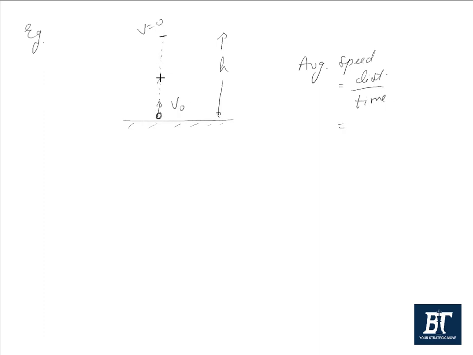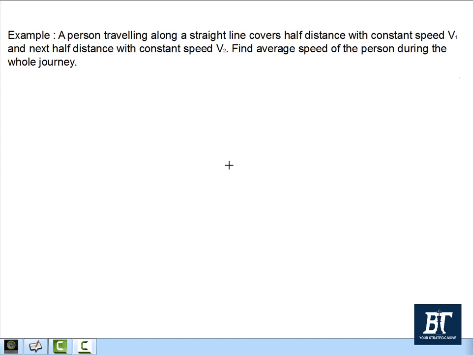Let's say the total time taken by this ball to return to its original point is t naught, then average speed will be distance traveled 2h upon t naught. Similarly, if we have to calculate the average velocity, average velocity is defined as the total displacement upon total time taken, and in this case we have already discussed that the displacement of the particle is 0 and time taken is t naught, so average velocity is 0. We will now solve some questions based on the concepts we just discussed.